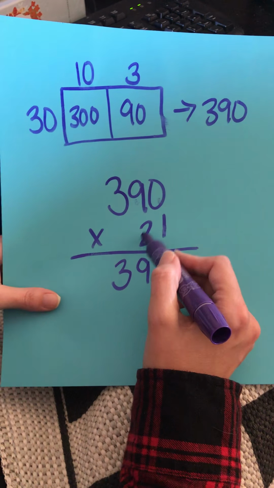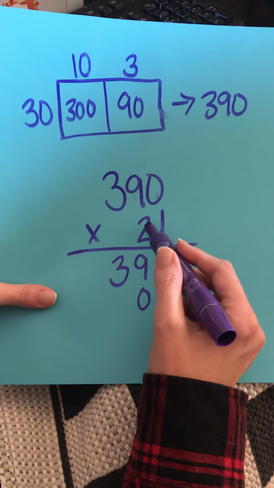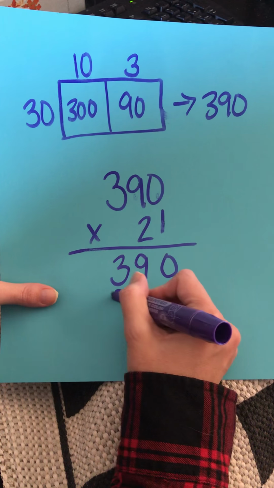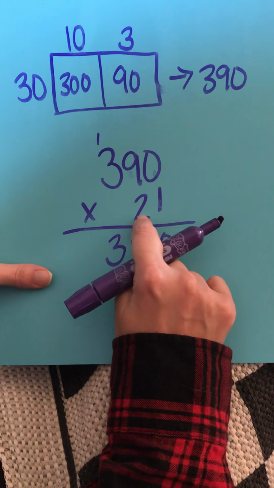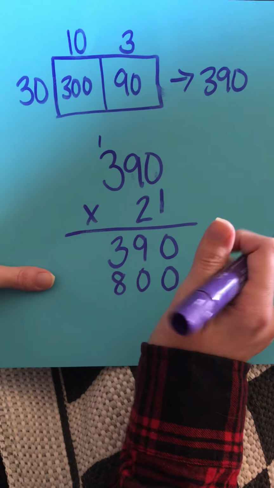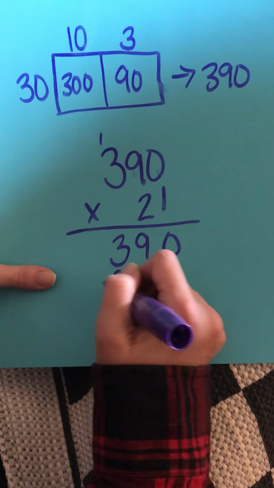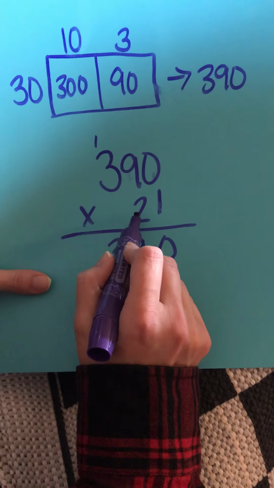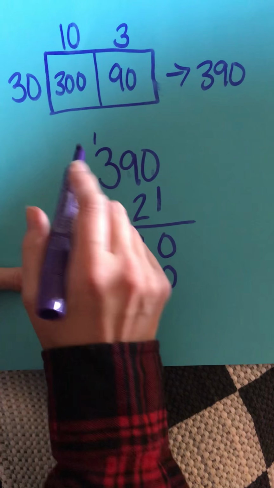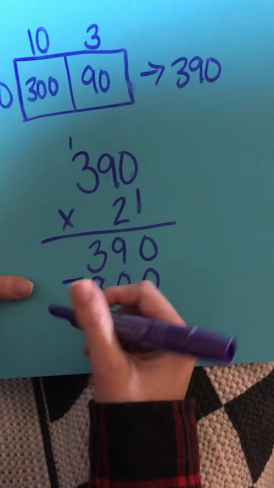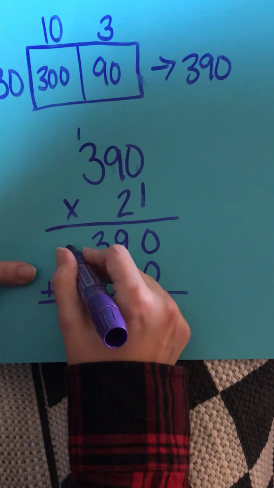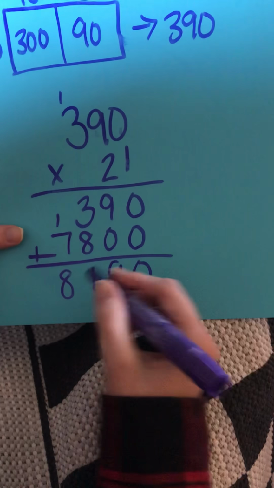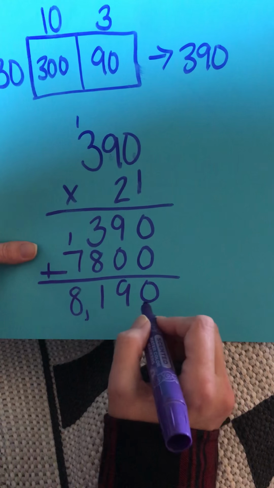So then I can just do 2 times 0, it gives me 0. 2 times 9 is 18. And then I carry my 1. So I'm actually multiplying 20 times 300. But because I have everything lined up by place value, I can just think of this as 2 times 3 is 6, and then plus 1 is 7. So then I add these two together, and I get my final answer of 8,190.